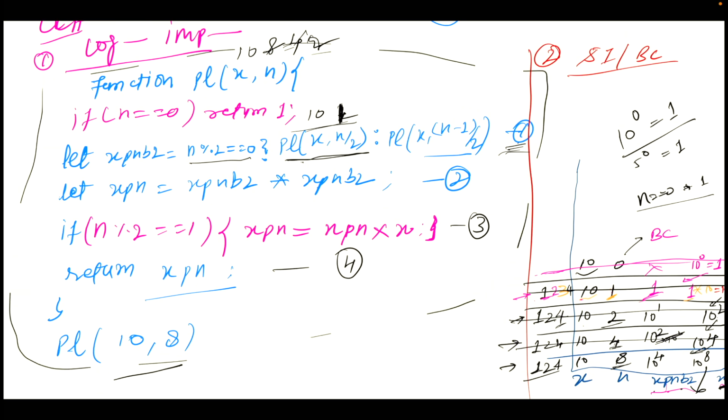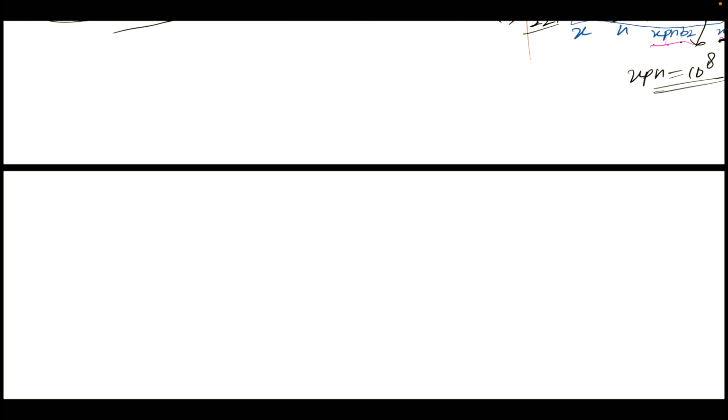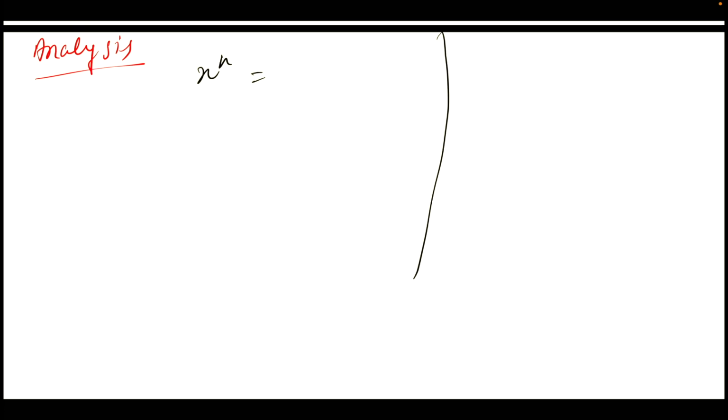Okay, we will implement it in VS Code. So firstly we have to do some sort of analysis on this, analyze the code. Okay, for analysis, we notice that we are taking x to the power n equals x to the power n by 2 into x to the power n by 2.